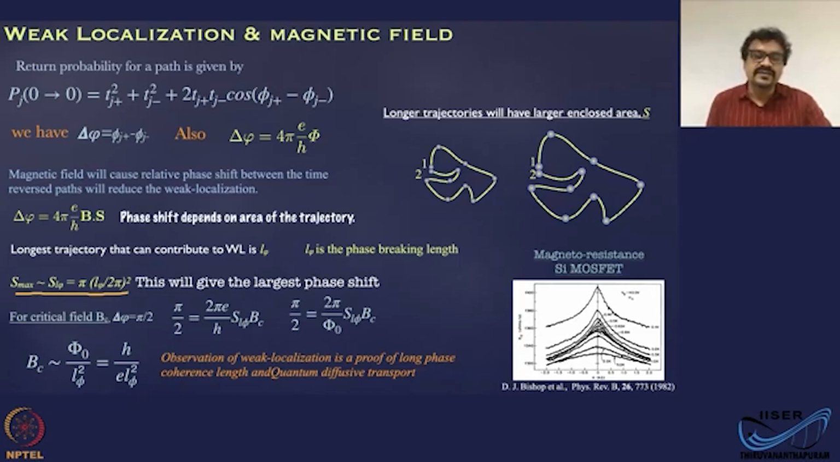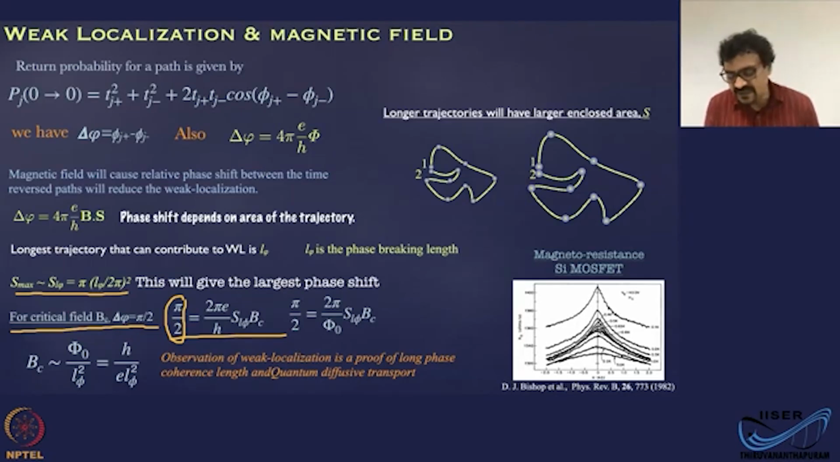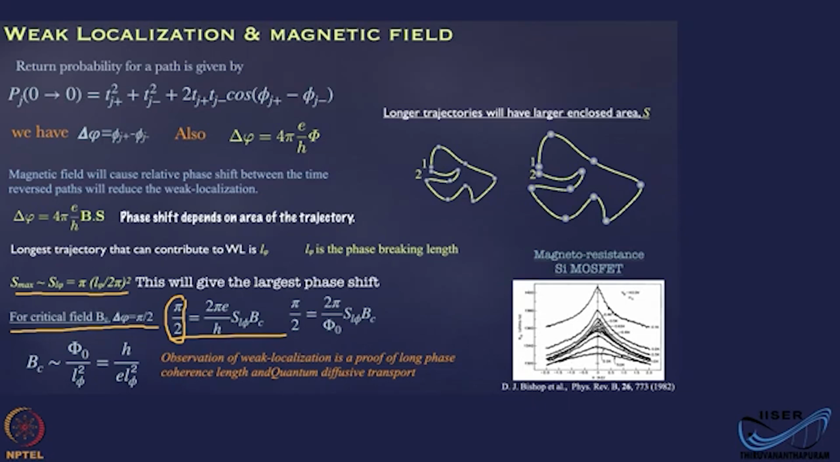So the critical field, which I am going to define as a field which is going to induce a phase change delta phi of pi by 2 for one path, and pi by 2 for the other path. Then pi by 2 plus pi by 2 will be pi, and then they become completely destructive or out of phase. For one path, the critical field BC is defined as the field that induces a phase shift of pi by 2 for an area defined by the circumference L phi, S L phi. That is 2 pi e by h S L phi into BC. That is how the critical field is defined.